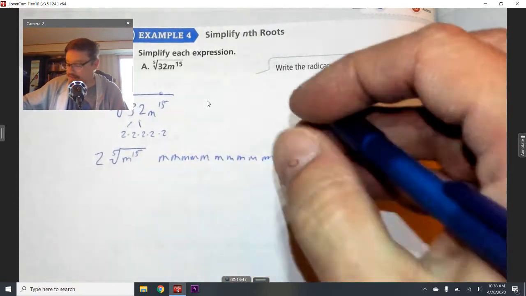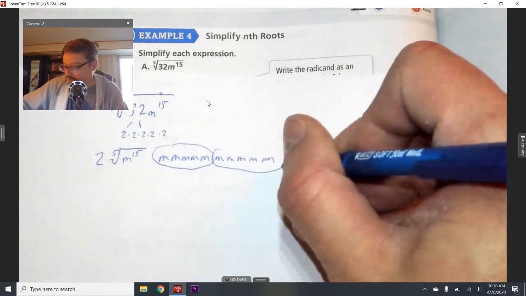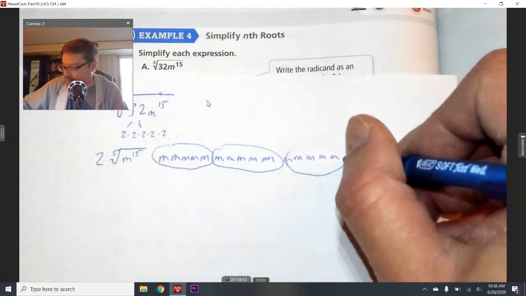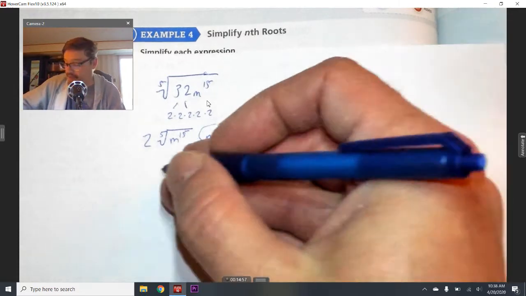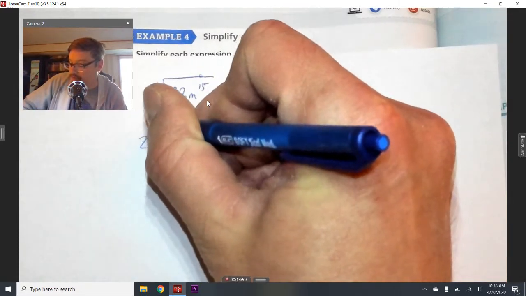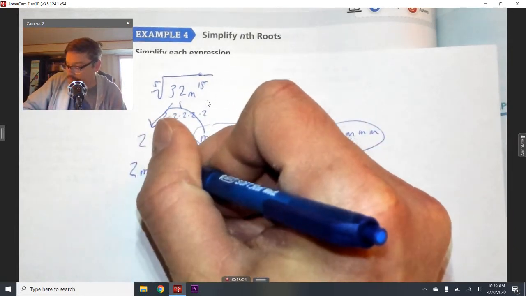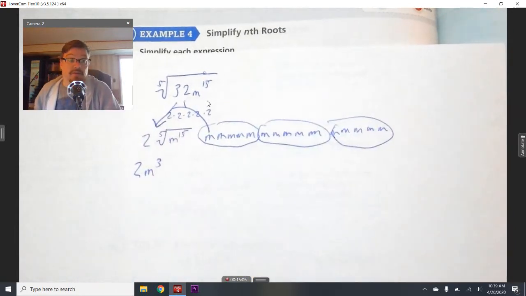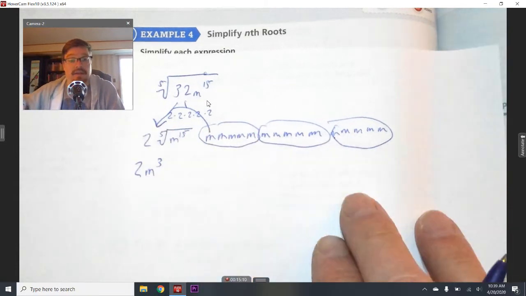I have 15 m's here, so I'm going to take out, there's 1 quintuple, there's 2 quintuples, here's the 3rd quintuple. So this means 3 groups of 5 m's actually come out of that radical, okay? 3 groups, and I'm left, there's no remainder. If there was a remainder, it's got to stay in there, okay? So that's how I like to look at it visually.